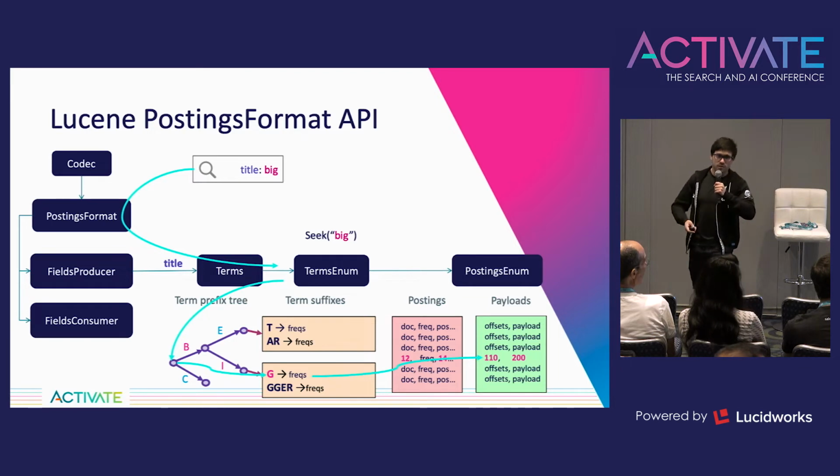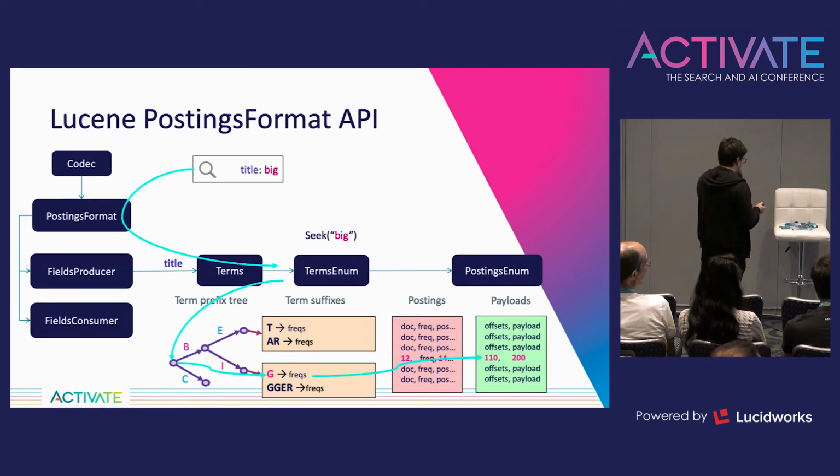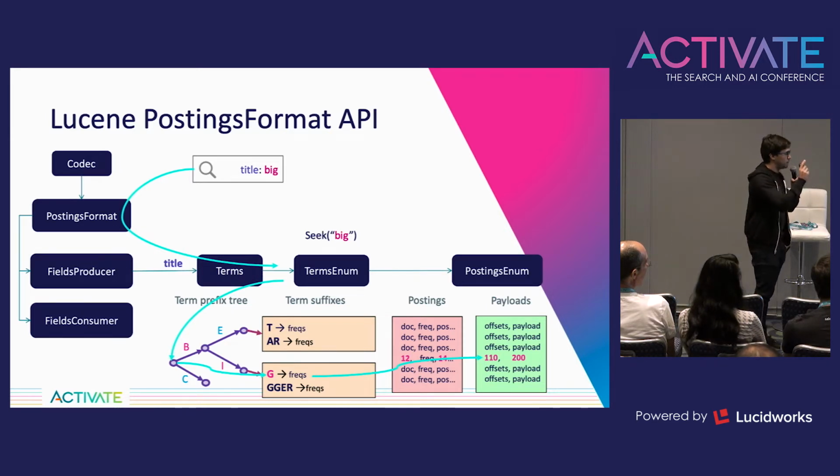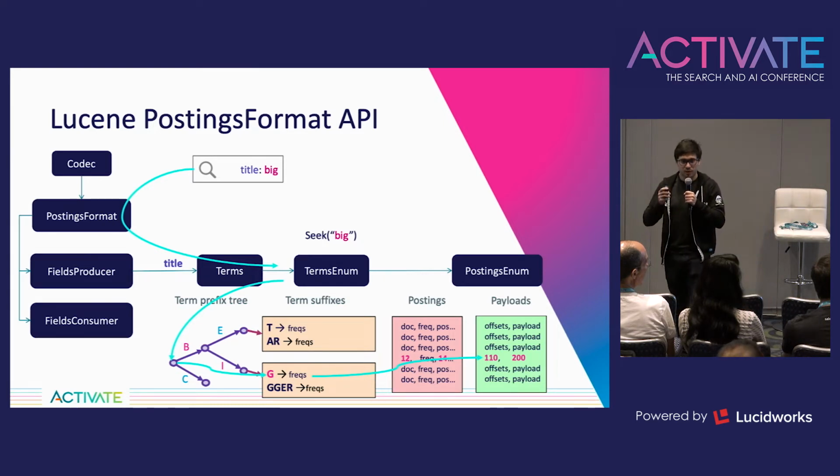So the postings is the document list, positions, offsets, payloads, etc., represented in Lucene by this class. It's the postings enum class. So this combination between terms enum and postings enum is the way Lucene represents the inverted index.